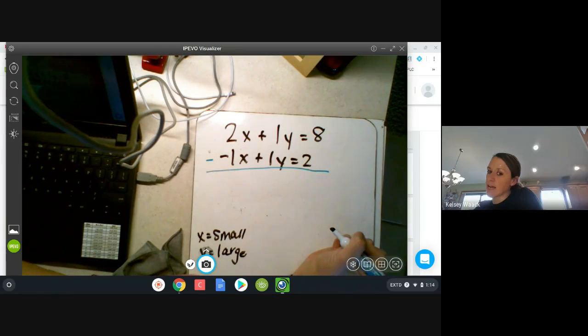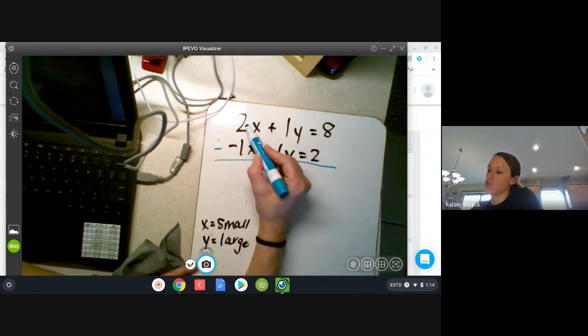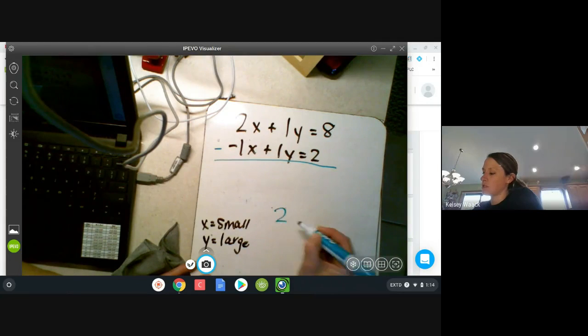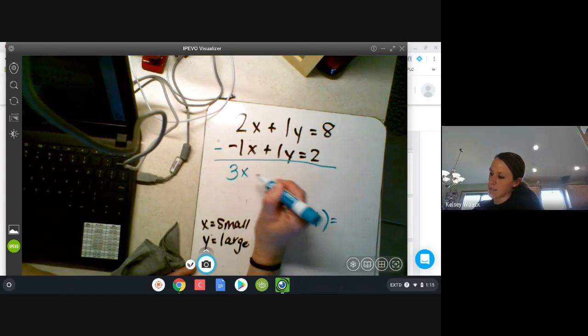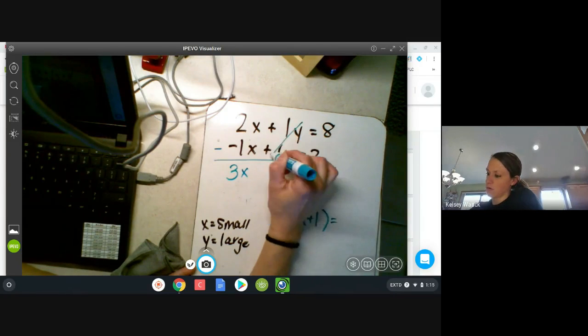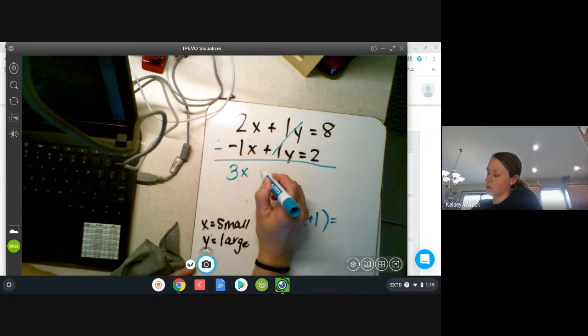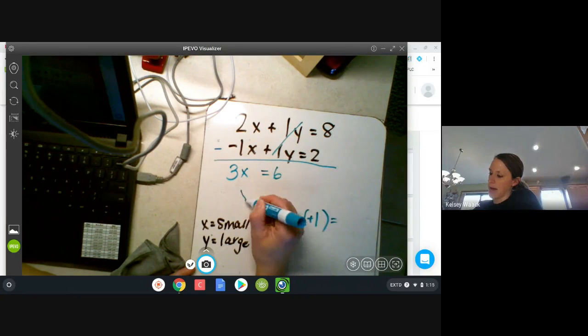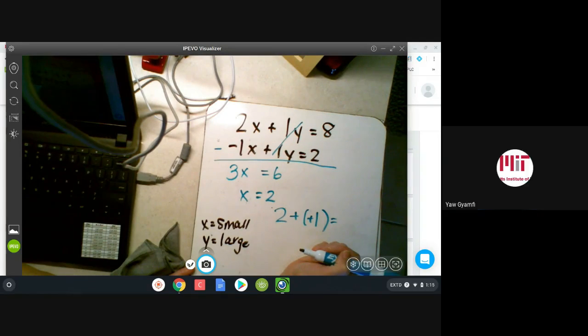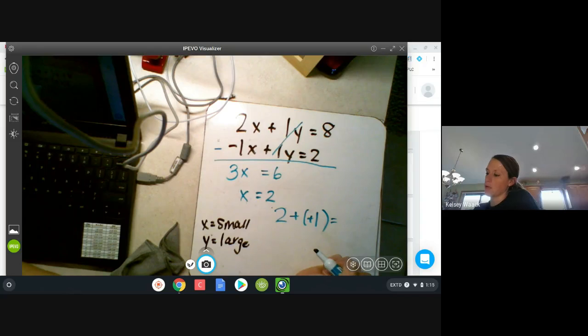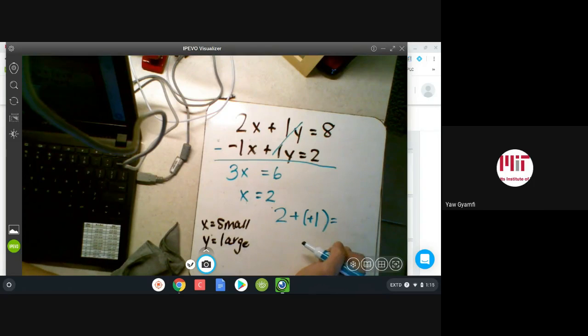Now, this is where you just have to think about your rules for integers. So if I have 2 minus negative 1, keep, flip, change. What do I get? 3. So I have 3x. Now, 1 minus 1, that's gone. And 8 minus 2 equals 6. So x equals 2. So what does that mean? The small pitcher can hold 2 cups of water, and then you just need to use substitution to figure out how much the large pitcher holds, right? Does that make sense?